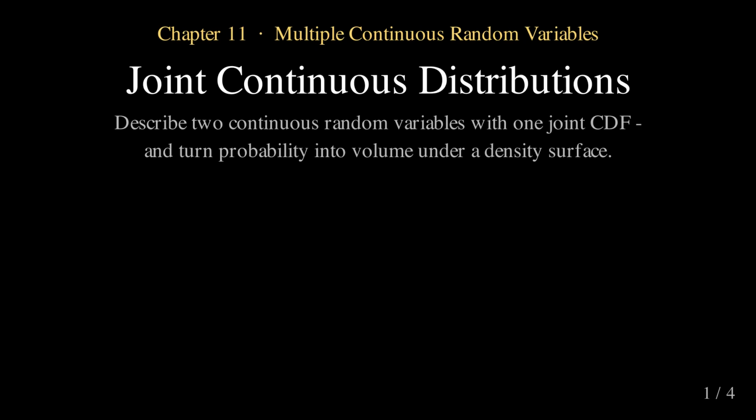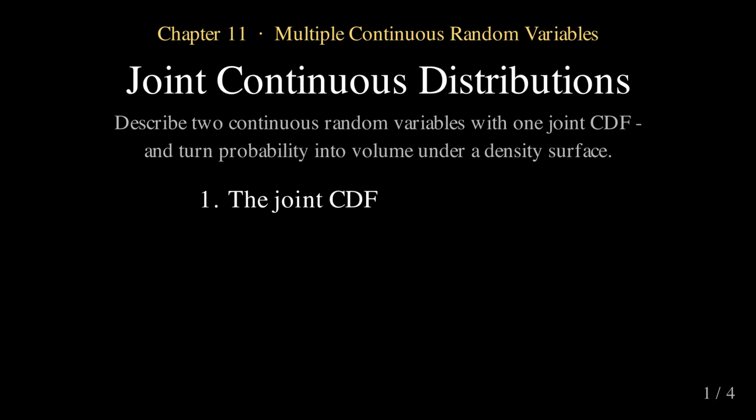Chernoff and Jensen closed the chapter on bounds, and with it, the single variable story. But measurements come in pairs. A signal and its noise, a position in 2 coordinates, and they live on a continuum. This chapter describes 2 continuous random variables together.